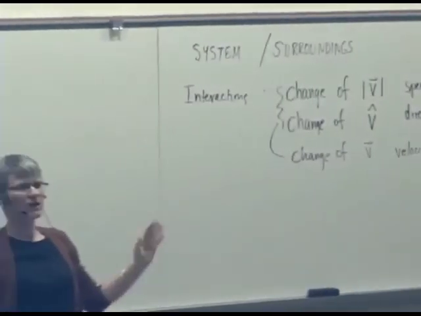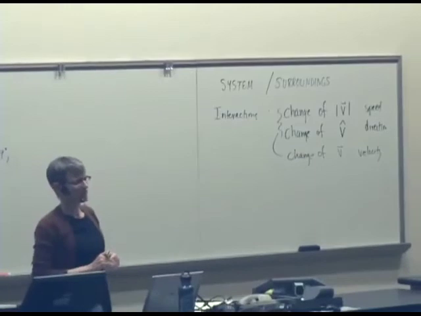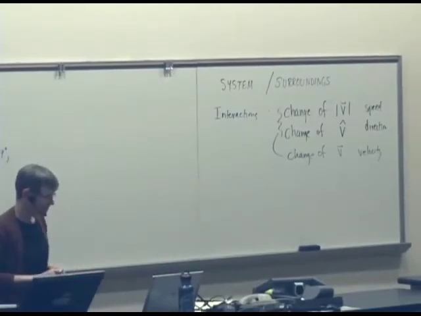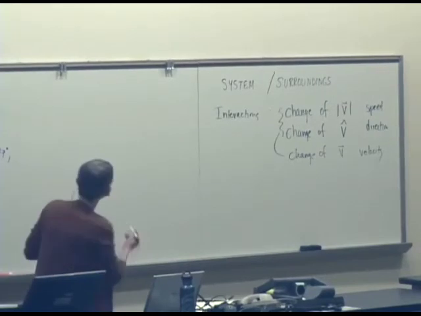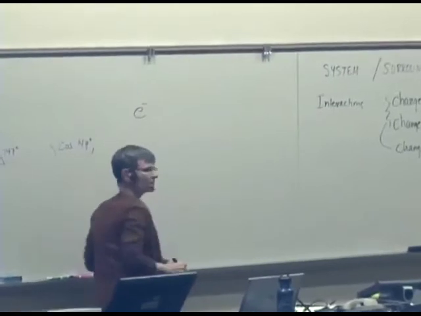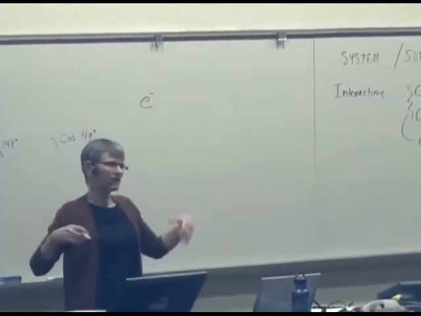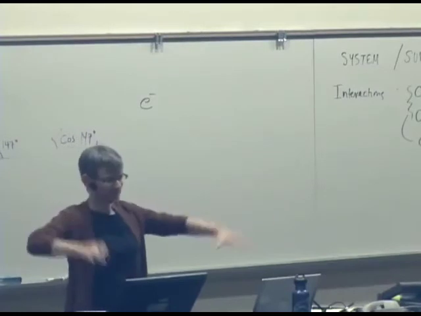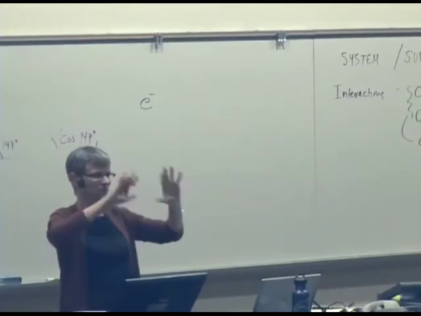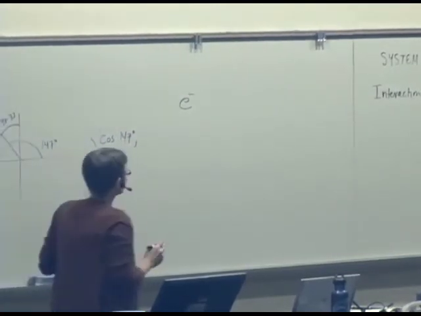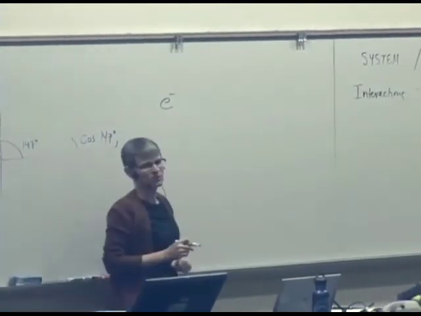There are other changes that indicate interactions. Velocity isn't the only thing. So, for example, if we take an electron, and you know what an electron is, very small negatively charged particle. Negative electrons surround the positive nucleus in atoms. Mass is about 9 times 10 to the minus 31 kilograms.